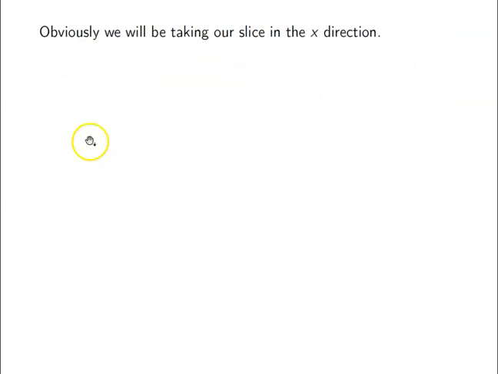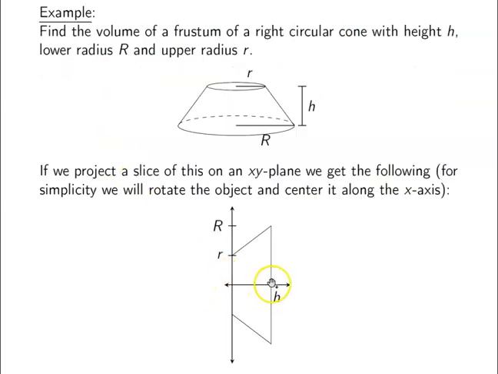Just so that we're very clear, along any point in x, this function I just found, this equation of the line, is the radius. So at this point, if I go up, that's the radius. At the end, this is the radius, which goes from little r to big R.